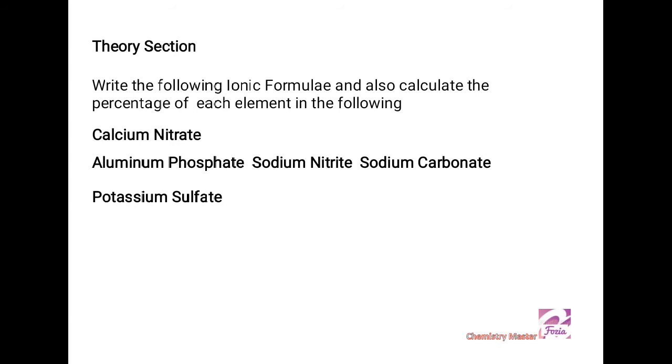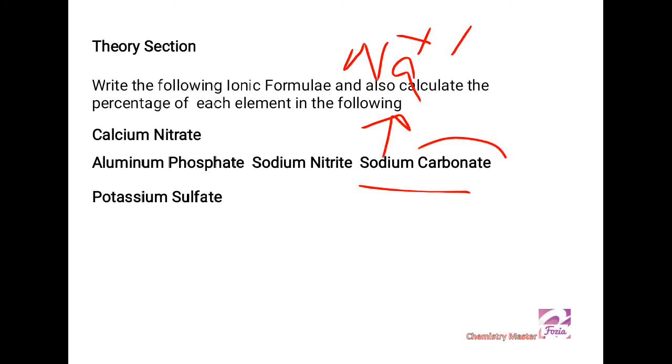Theory section. Write the formula of the ionic compounds and also calculate the percentage of each element in the following. Now, this question needs your practice on how to write chemical formulae using the crisscross formula. Suppose I give only one example here, that is sodium carbonate. Now you have to see the formula for sodium carbonate. You must know the symbol of sodium, that is Na, and its valency. And carbonate, CO3, is a radical which is negatively ionized.